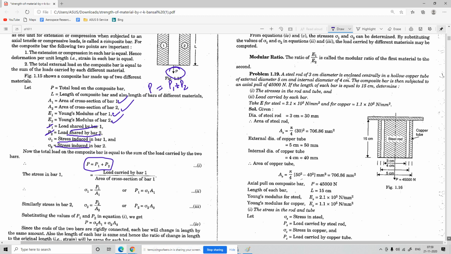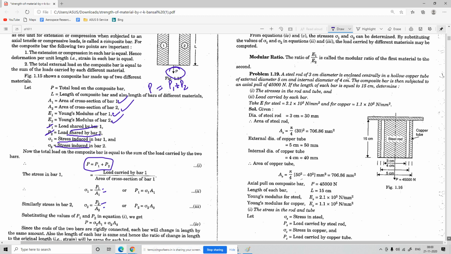So in this particular composite section, the total load, or the force acting on this composite bar, can be written as the combination of the load acting on bar 1 and the load acting on bar 2. Now coming to the stress acting on bar 1 and 2. Stress is sigma equals P by A, or force per unit cross-sectional area. So the stress induced in bar 1 is P1 by A1, and the stress induced in section 2, or bar 2, is P2 by A2.